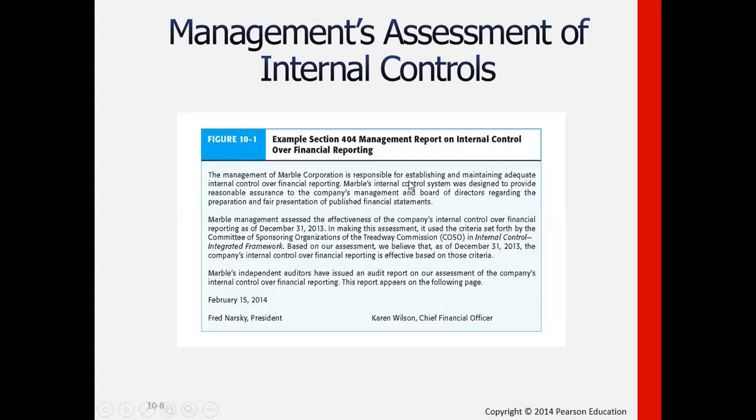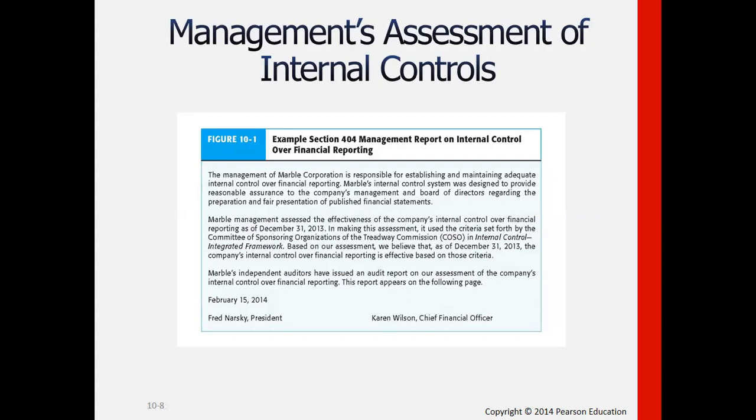Then this is an example of a section 404 management report on internal control over financial reporting, wherein we can really see that it is the management who has that responsibility, with the two items mentioned a while ago: establishing and maintaining, and also designing and implementing those particular controls. And then the management, of course, is represented by the board of directors.